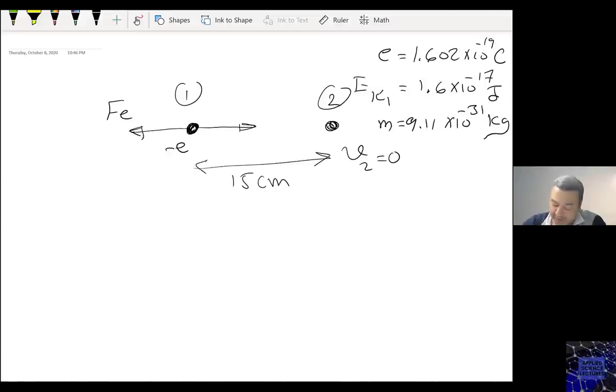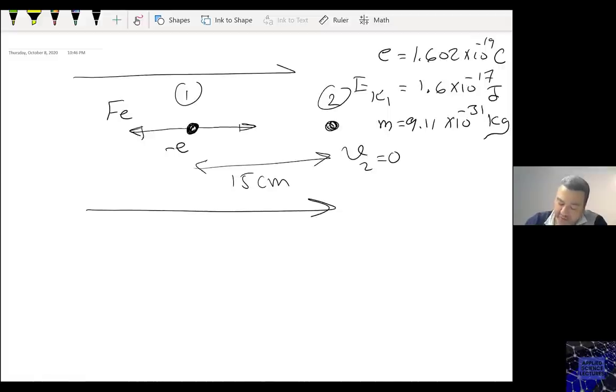Now remember, if Fe has to be in this direction and this is an electron, then definitely the electric field should be pointing in the opposite direction. So this is the direction of the electric field. If I am to take my coordinates as X and Y in this direction, then I need to calculate the electric field. I need to calculate the force first.